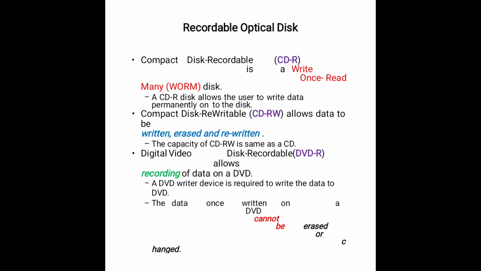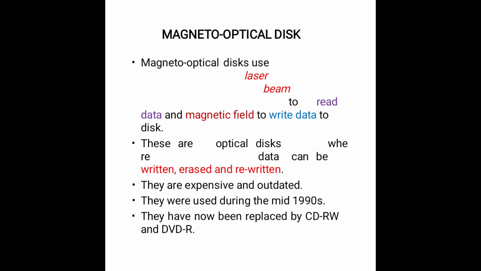The next one is the recordable optical disc. That is CD-R, a write once read many WORM disk. The next thing, compact disc RW: readable, rewritable, written, erased and rewritten. Next one, digital video disc recordable. It's a DVD device required to write the data and read the data. Once written on, a DVD cannot be erased or changed.